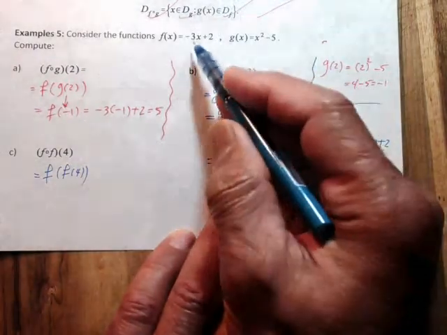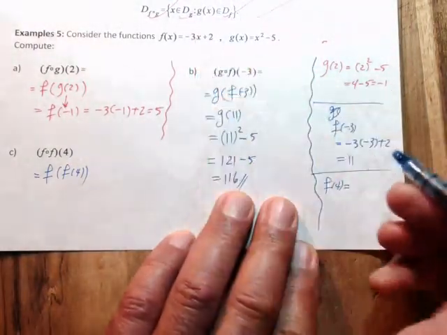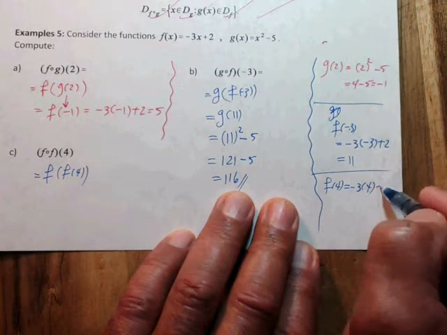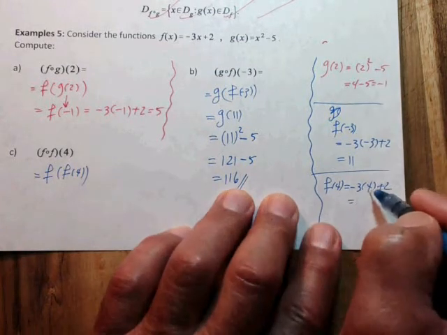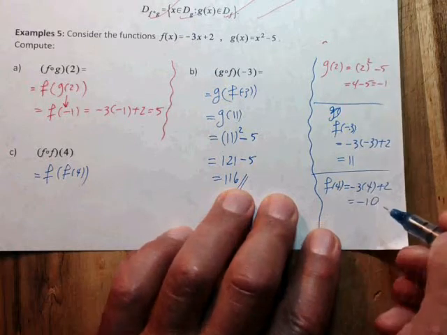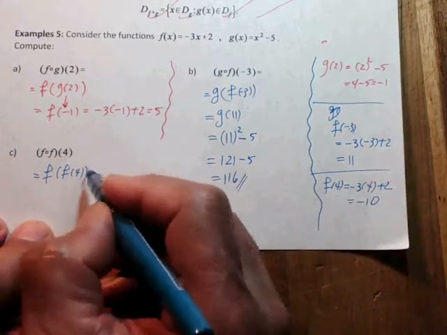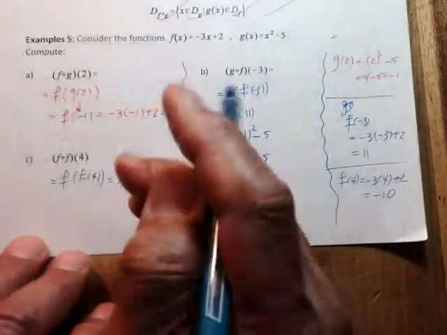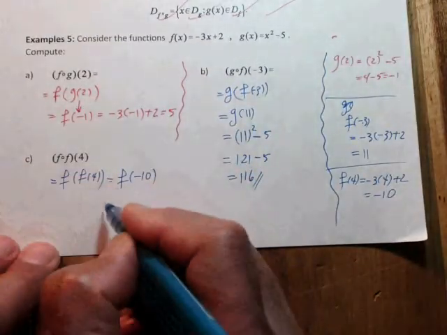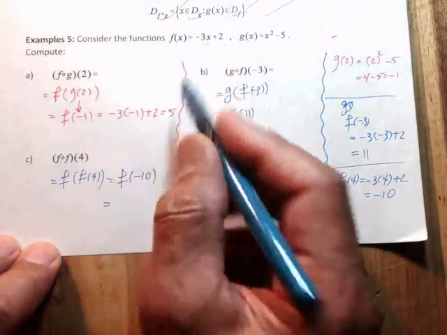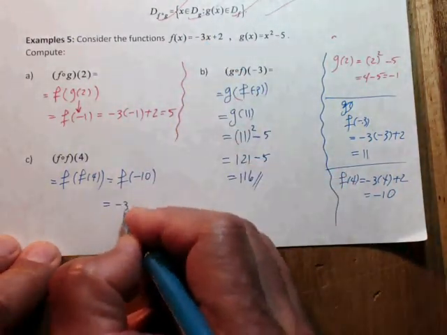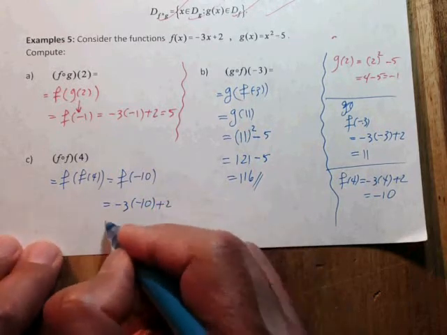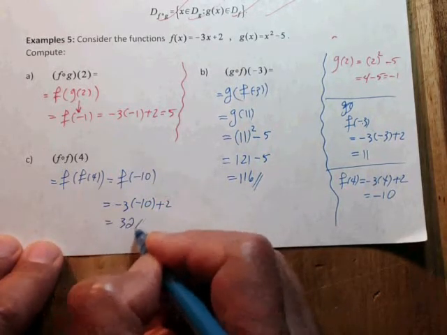So f of 4 is equal to, this is f of x, negative 3 times 4 plus 2, which is negative 12 plus 2, negative 10. So f of 4 is negative 10, so this is f of negative 10. And f of negative 10 means in your f replace x by negative 10, so minus 3 times minus 10 plus 2, this is 32.